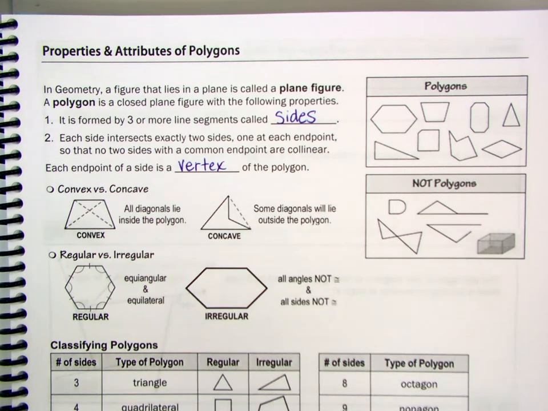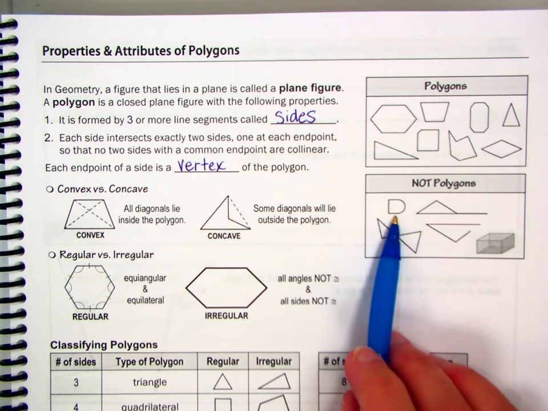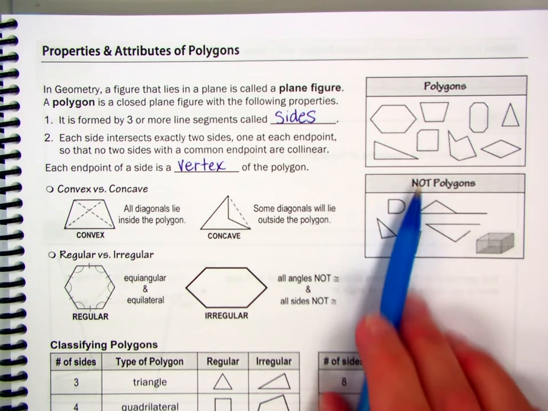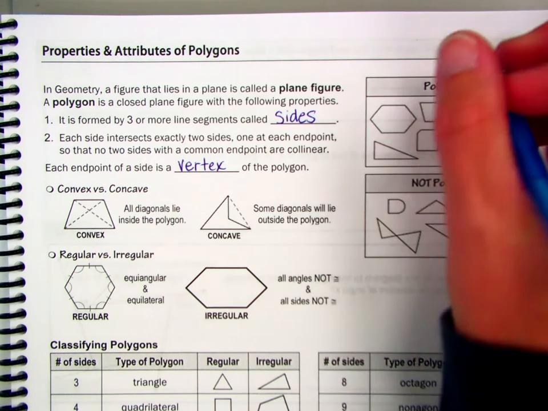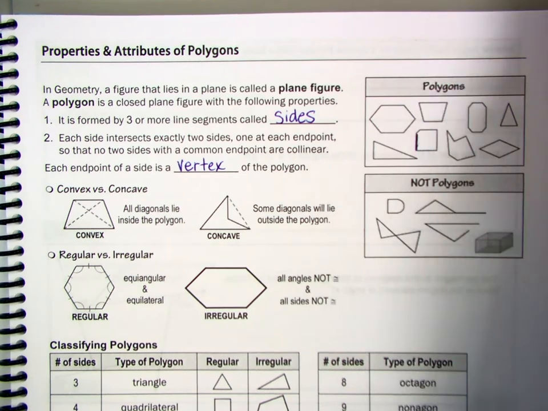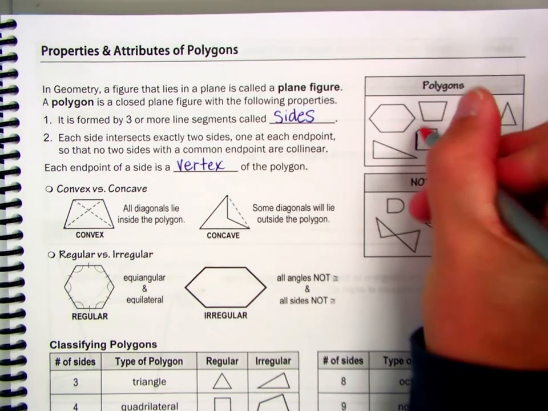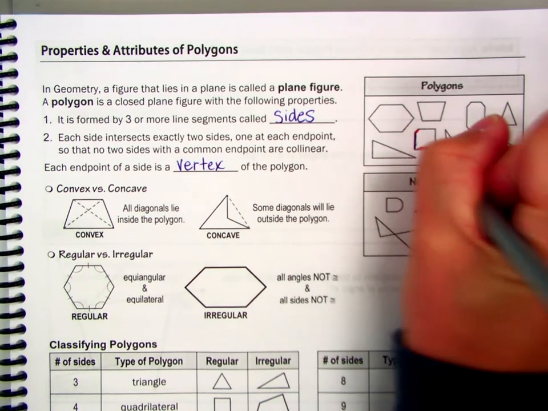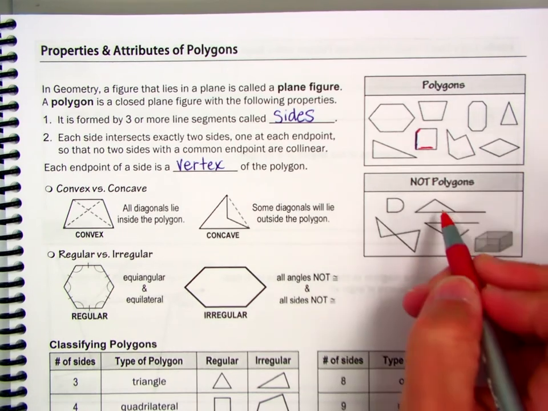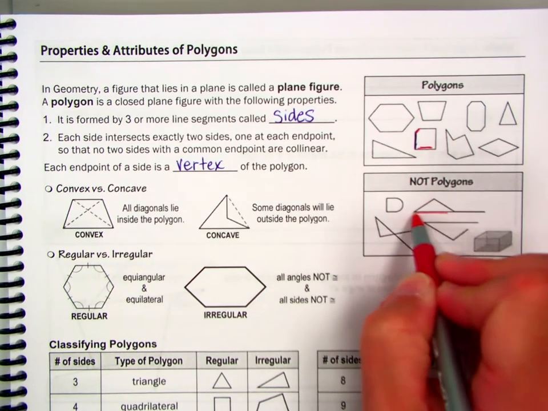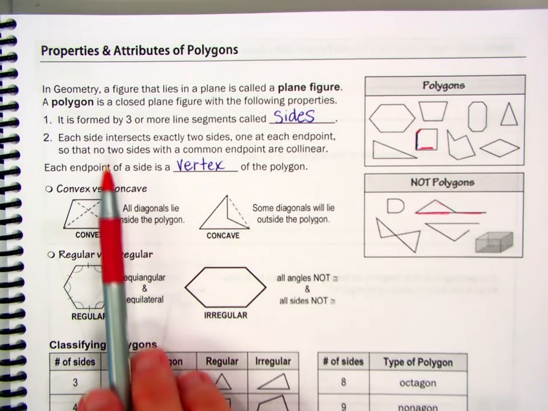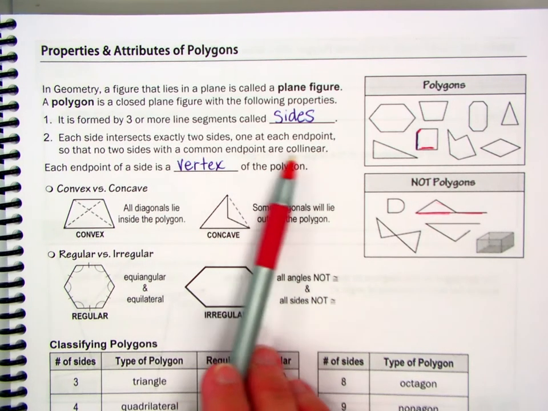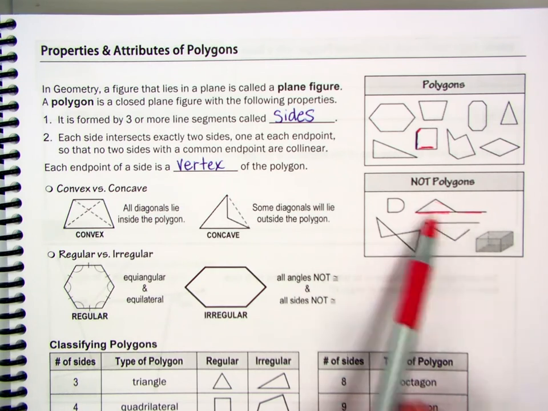Formed by three or more line segments. So here, this is not a line segment, this is a curved line, or here they're all line segments, so three or more. Each side intersects exactly two sides. So this side here intersects this side and this side, for example. Okay, so this side right here goes past that side. Okay, it says here that no two sides with a common endpoint are collinear. So this is what's going on here.